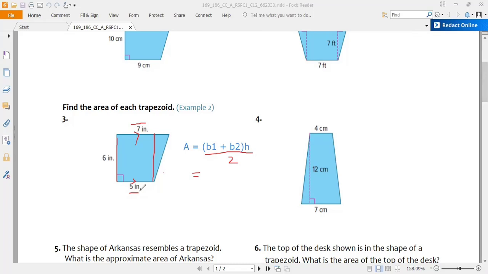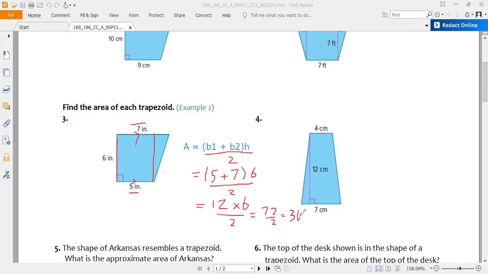Base 1 is 5, so we write 5 plus, and base 2 is on top, 7, so we write 5 plus 7 in the bracket. Then we multiply it by the height, which is given as 6, and divide by 2 to get the area of the trapezoid. First we always solve the bracket: 5 plus 7 is 12. Then we multiply by 6 and divide by 2. 12 multiplied by 6 gives 72, and 72 divided by 2 is 36.